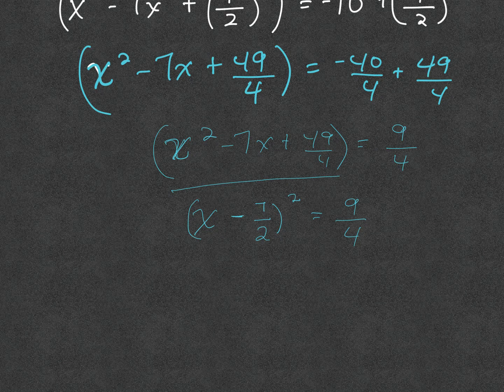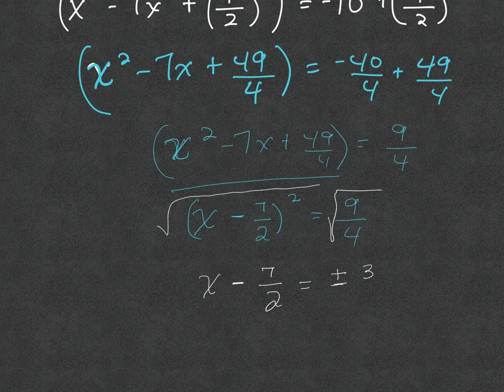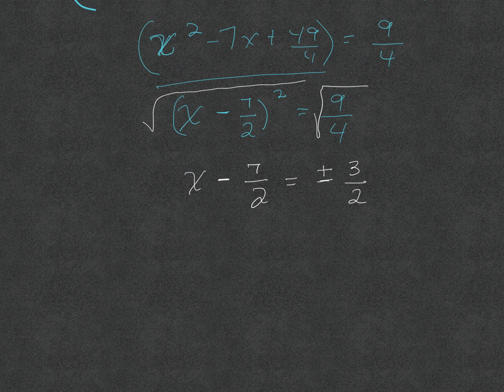Next is the square root. We square root both sides. We're going to get x minus 7 over 2 equal to plus or minus, because you put the square root in, 3 over 2. Great. Add the 7 over 2 to both sides. x is equal to 7 over 2, we add it to both sides, plus or minus 3 over 2. 7 over 2 plus or minus 3 over 2.